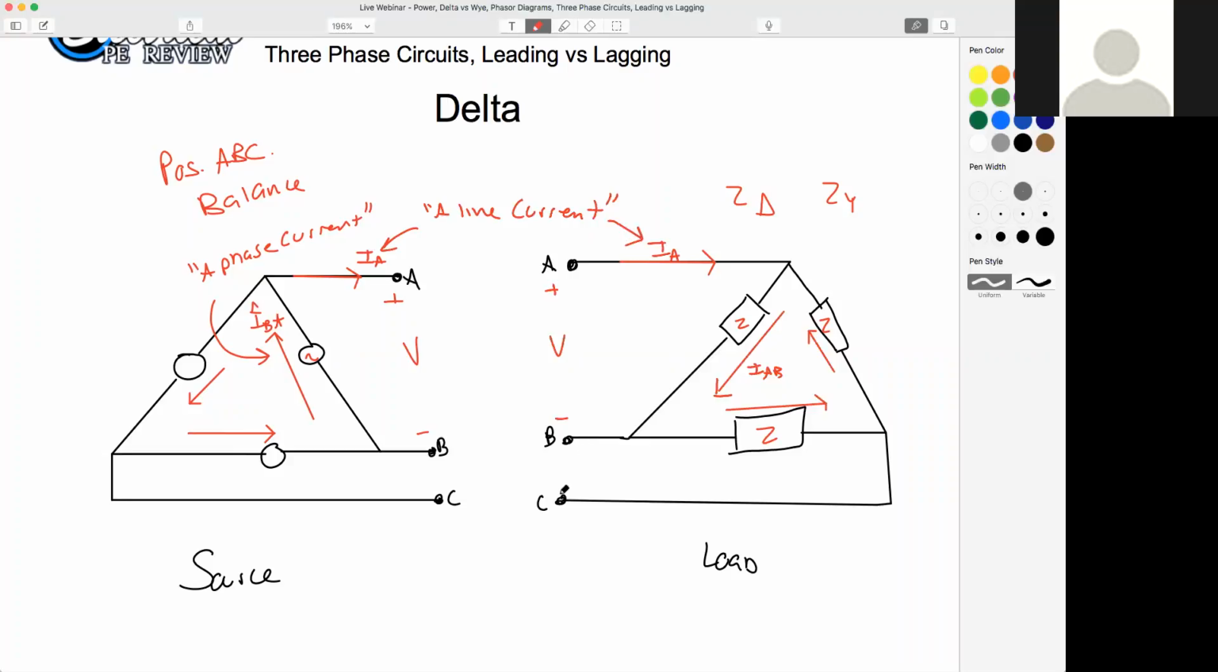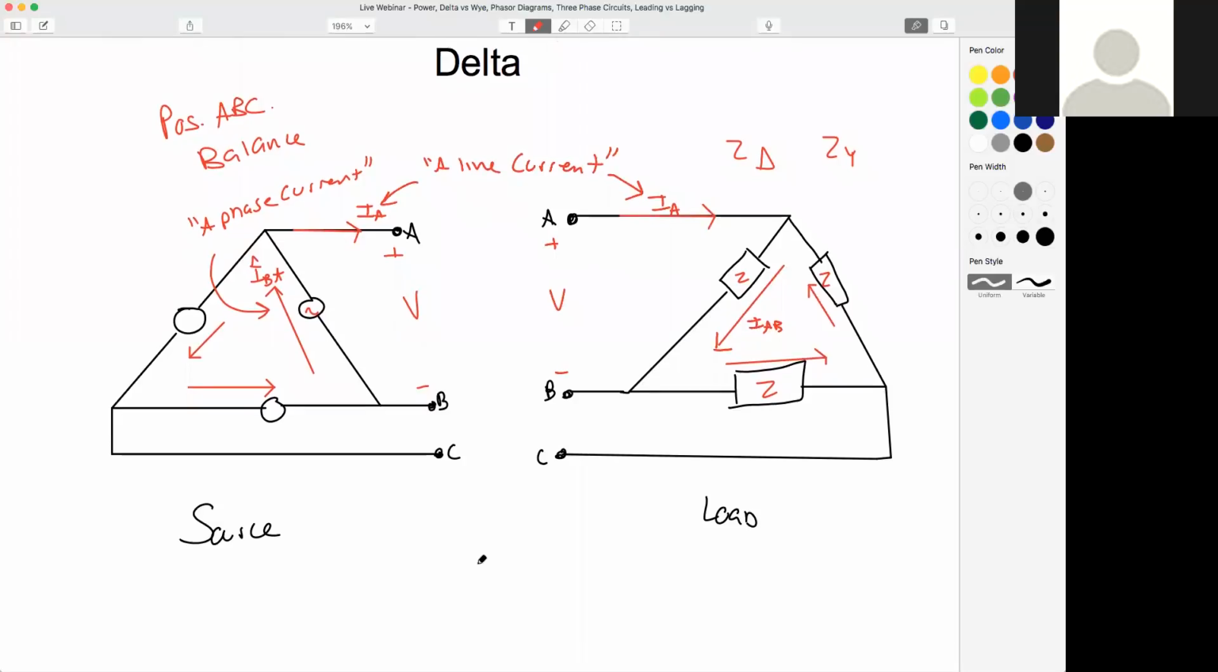What else? Now, what's the relationship with the delta? What makes it special? What's the number one thing we always remember that's different from a Y system? Where does that square root of 3 play in? Same voltage. Yep. Same voltage. Okay, Tony said current. So which one's bigger? Is this one bigger or is this one going to be bigger? Who can tell me what's going to be bigger?